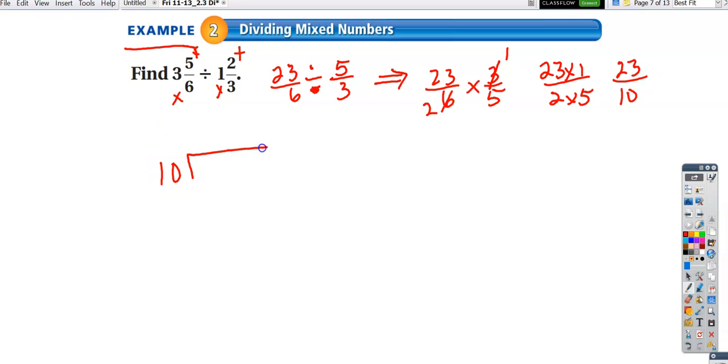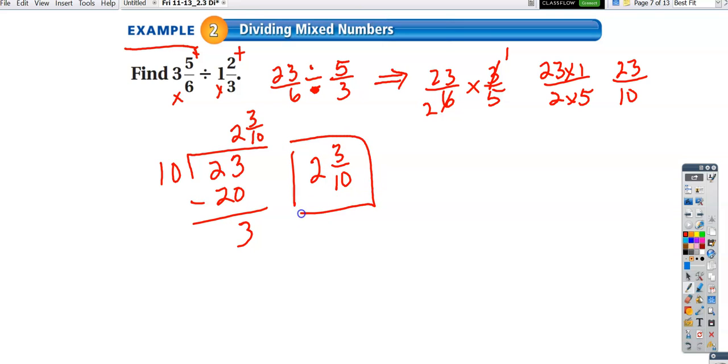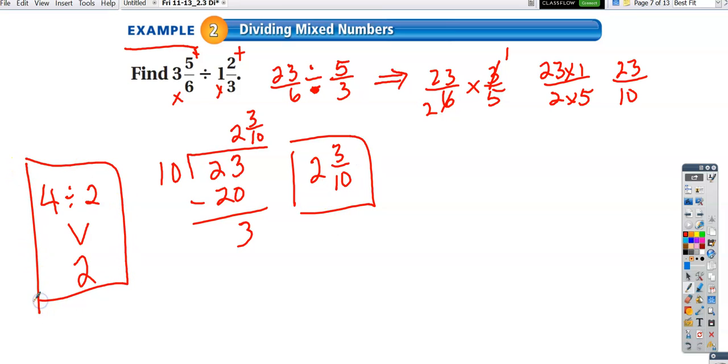23 tenths is an improper fraction that needs to be turned into a mixed number. I have 3 left over. The sides are tenths. So I get 2 and 3 tenths. Okay, it kind of makes sense. If I was estimating, this would be about 4 divided by about 2, which is about 2. And 2 and 3 tenths is close to that. So if I go back to my skill of estimating to make sure that my answer is reasonable, that makes sense.